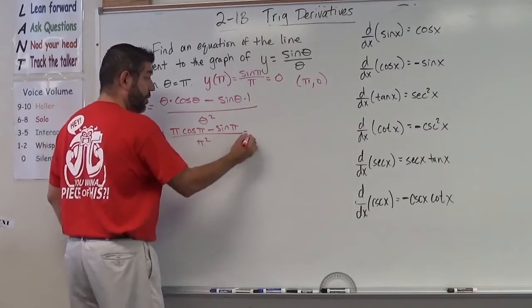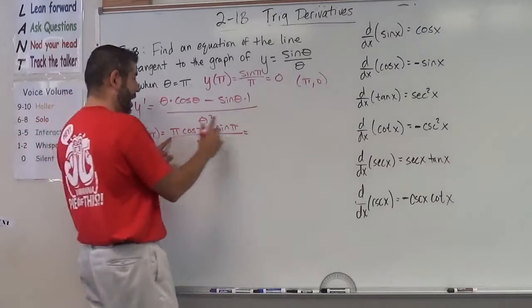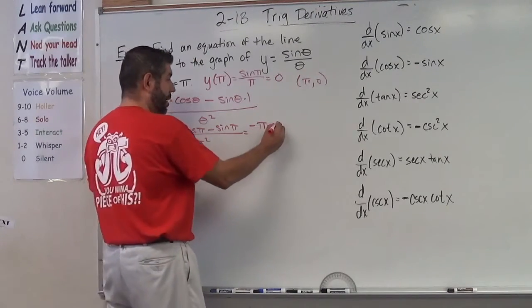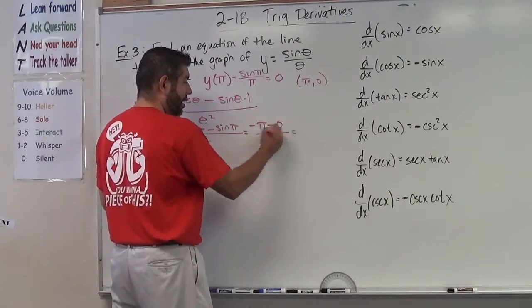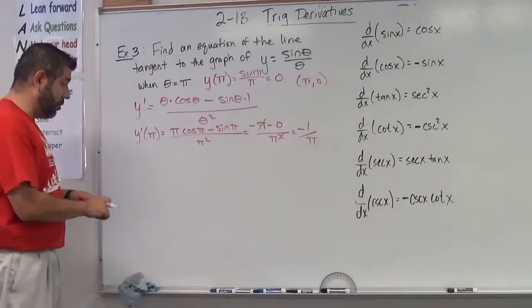Oh my god, I'm getting hungry. There's so much pi. Okay, the cosine of pi is negative 1, right? So we're going to have negative pi. That's after we've eaten too much pi, right? Minus 0 over pi squared. Pi cancels one of those, and we get negative 1 over pi. So there's our slope.